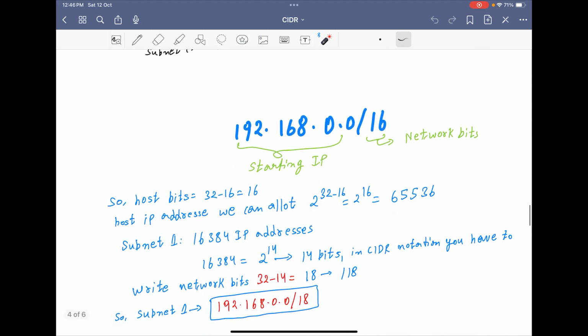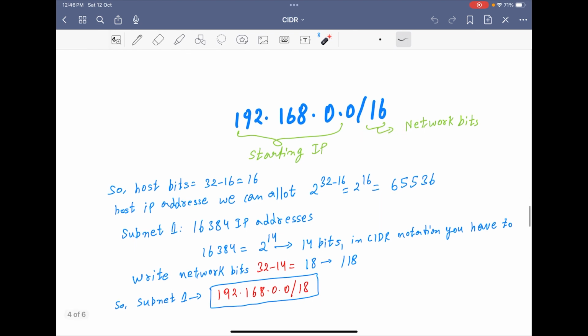So here our starting IP is 192.168.0.0. Our network bits are 16. So our host bits will be 32 minus 16. The number of IP addresses we can allot is 2 to the power 32 minus 16, which is 2 to the power 16, 65,536.